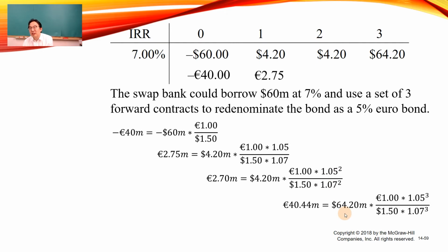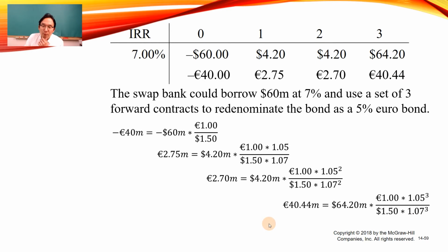How about the third-year cash flow? That's 40.44 million euros, because that's 64.2 million times the IRP relations over a 3-year horizon. That's spot rate times the interest rate differential over a 3-year period, right? Raise it to the power of 3.